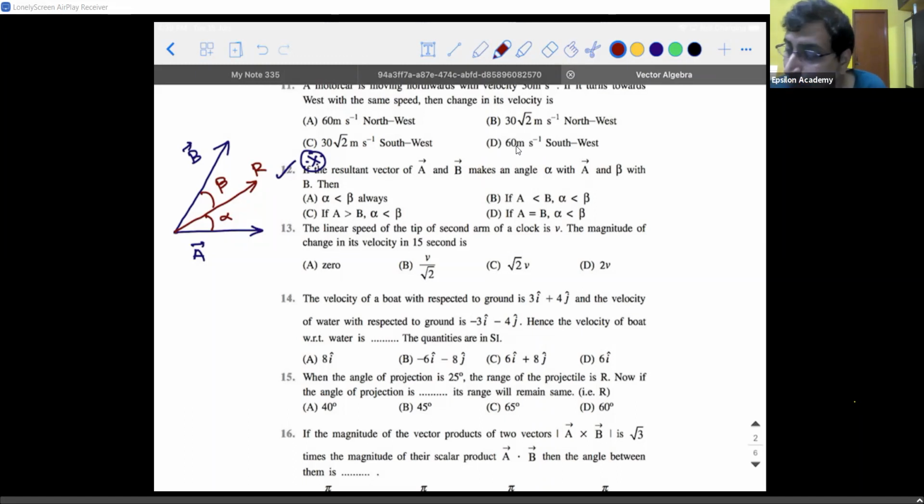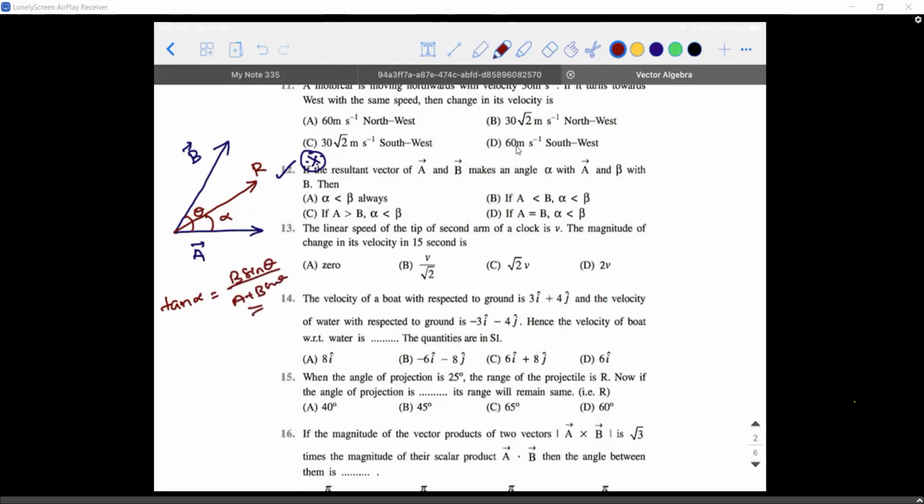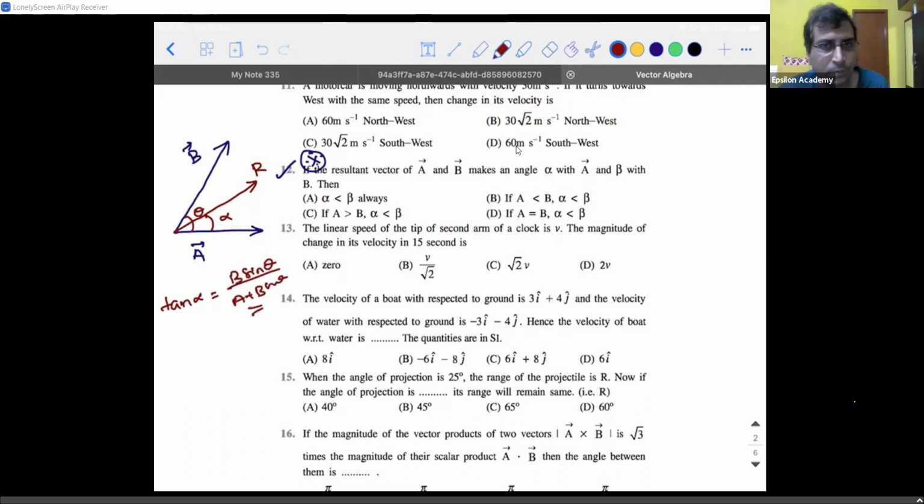For that, I'll just need to ask you a question. Do you guys remember this formula? If I take the angle between them as theta, tan alpha is equal to B sin theta divided by A plus B cos theta. You guys will remember this? Yes, sir. So this I told you as a direction of the resultant also. Direction means the angle the resultant has made with any one of the vectors.